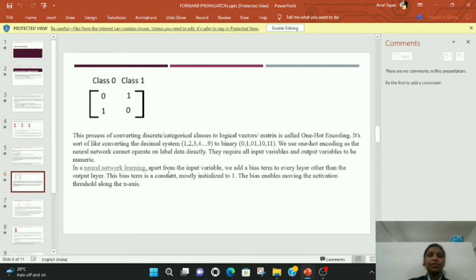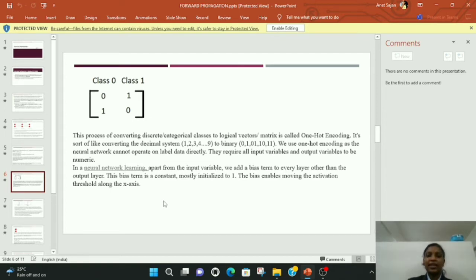Here you can see the diagram of class 0 and class 1. This process of converting discrete or categorical classes to logical vectors or matrices is called one-hot encoding. It's sort of like converting a decimal system to binary. We use one-hot encoding as the neural network cannot operate on labeled data directly. They require all input variables and output variables to be numeric.